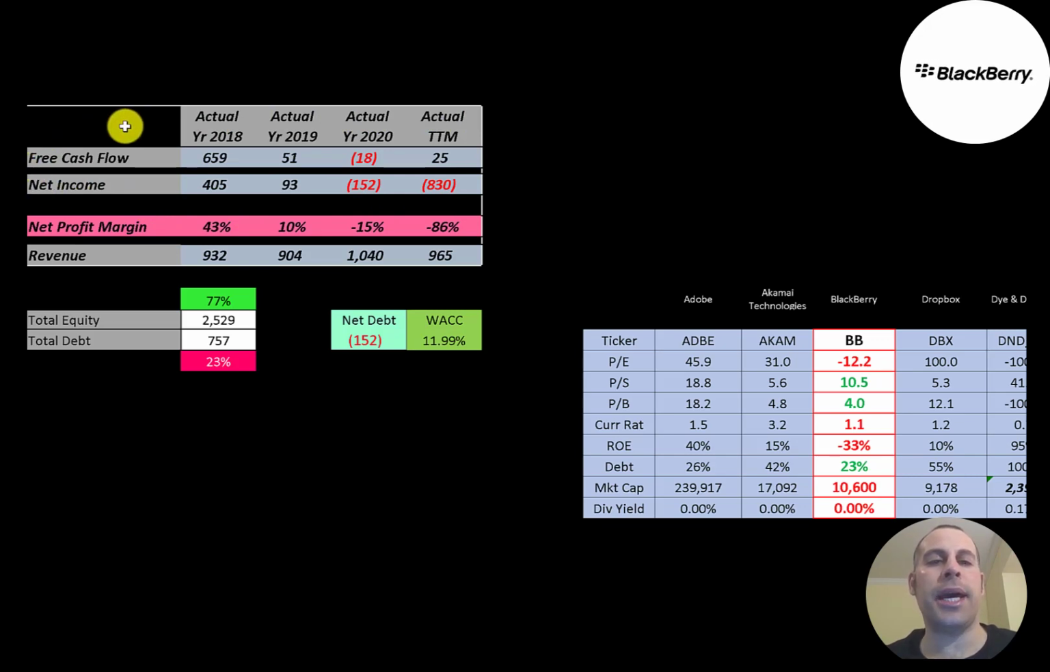And free cash flow is cash flow from operations minus capital expenditures. The company did have a lot of free cash flow in 2018, but it's been pretty low after that, and they had a negative in 2020. Net income is the profit and loss on the income statement. It's revenue minus expenses. They did well in 2018. They had a small $93 million in 2019, then negative after that. Revenue is the sales for the company, and that peaked in 2020 at $1 billion. It dropped in the trailing 12 months to $965 million.